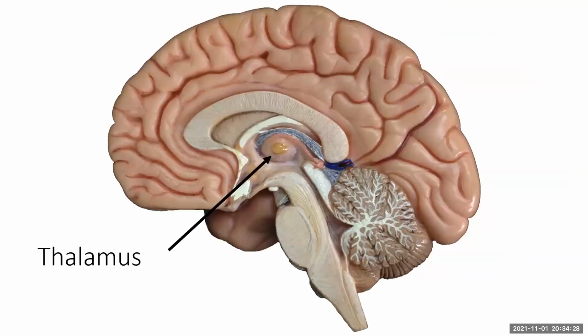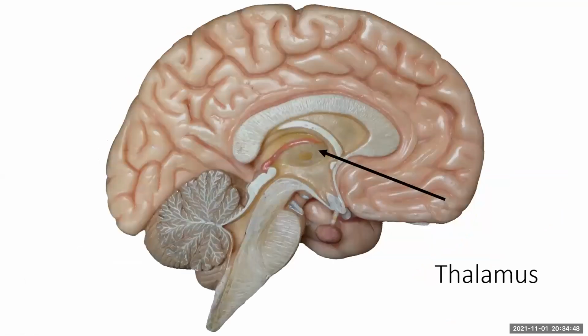All right, so first one, there's the thalamus. It's that oval-shaped structure. You have two. You have one on the right, one on the left. And this structure in the middle is called the interthalamic adhesion. This is what connects your two thalami to one another. Here's the thalamus on the other model.